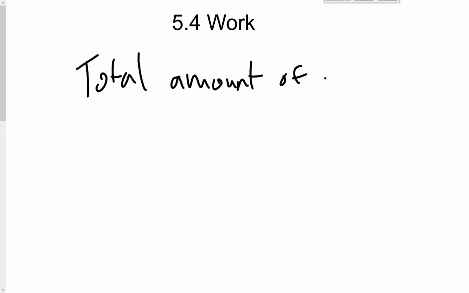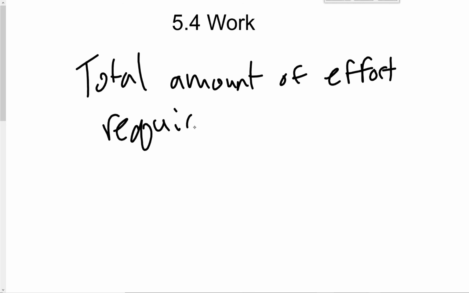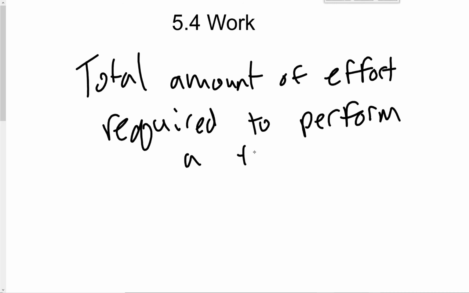Section 5.4, we're talking about work. So if we think about work, most of the time we don't like to do work, but work is the total amount of effort required to perform a task. Right, so it's the amount of effort that we put in to perform a task.